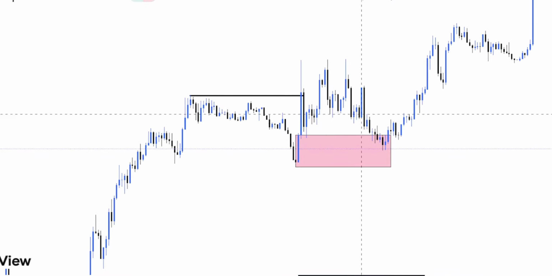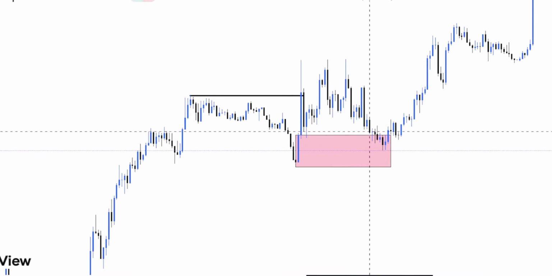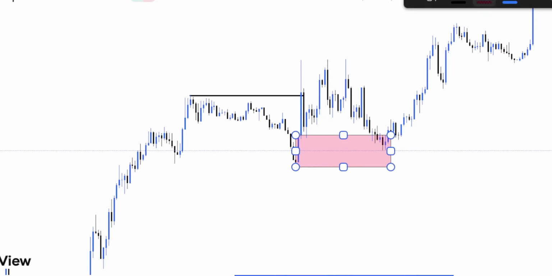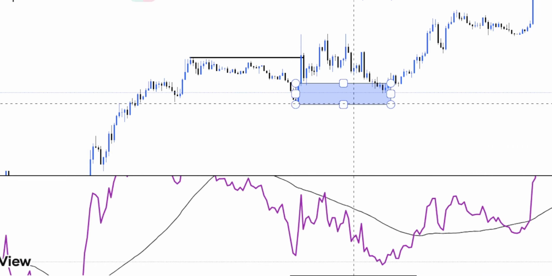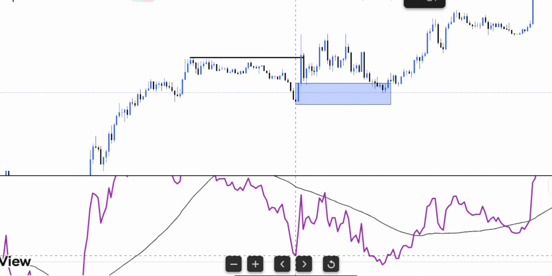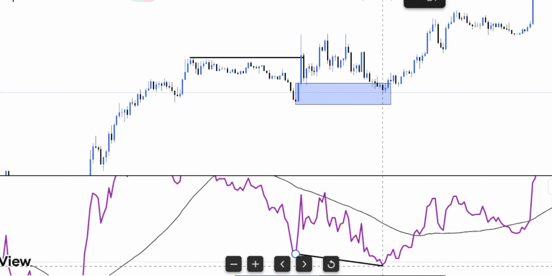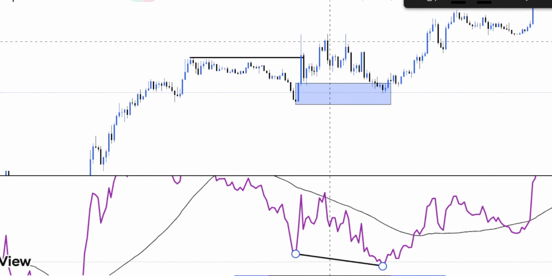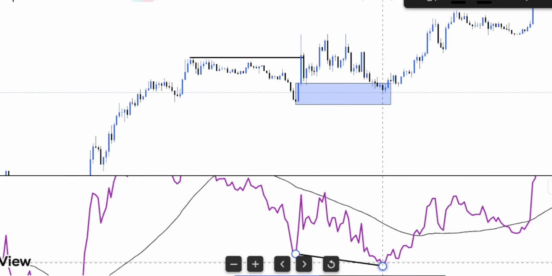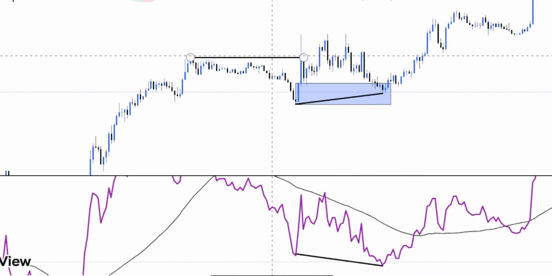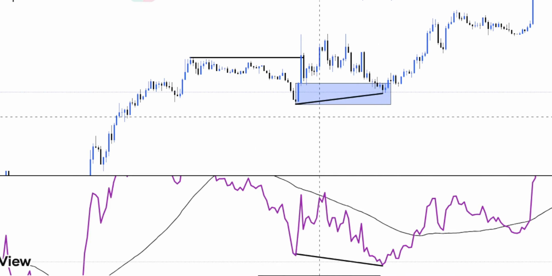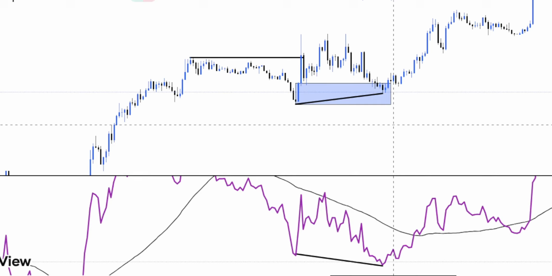Now, after mitigation, we want to see if this demand will hold. Let me change the color. Here we have EDM. Price made a lower high, but on EDM we see a lower low. So this confirms that the probability of this demand holding is higher.